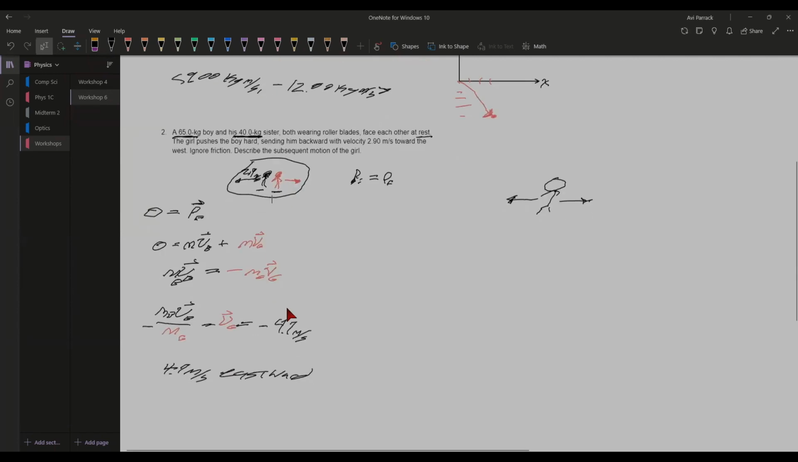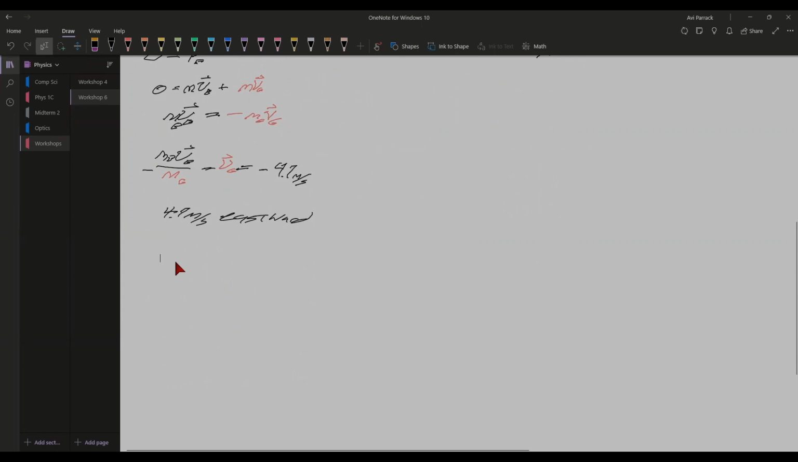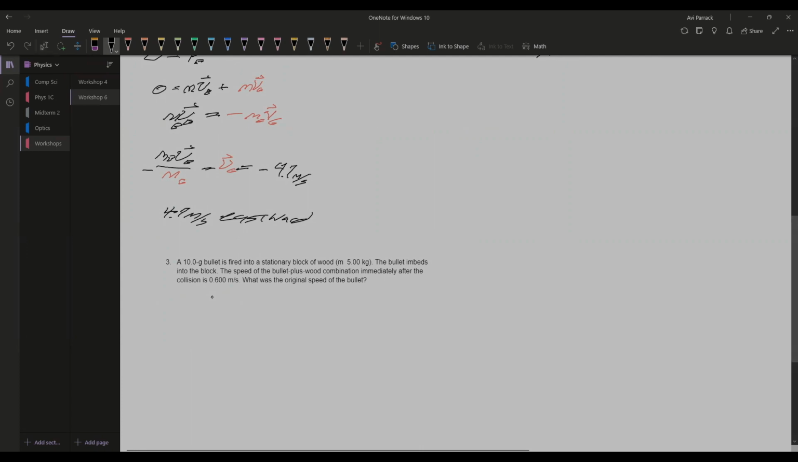So in this one, it says, number 3, a 10-kilogram bullet is fired into a stationary block of wood. The block of wood weighs 5 kilograms. The bullet embeds itself into the block.